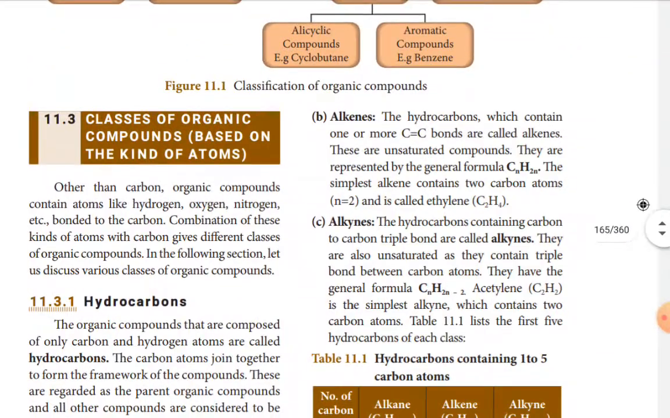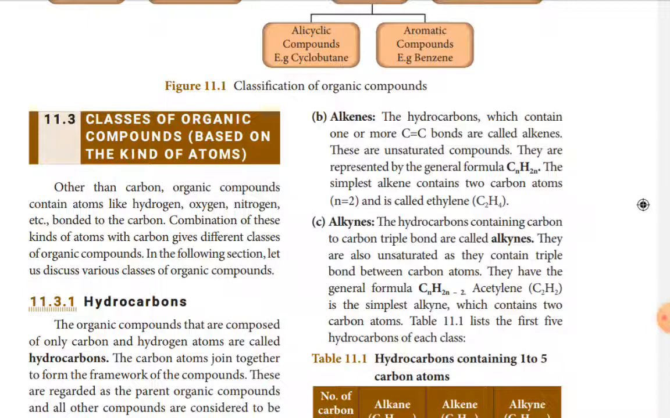Next, classes of organic compounds based on the kind of atom. Hydrocarbons are nothing but organic compounds composed of only carbon and hydrogen, only two elements. So these two elements combine to form different compounds. And there are three classes in this: alkane, alkene, alkyne.